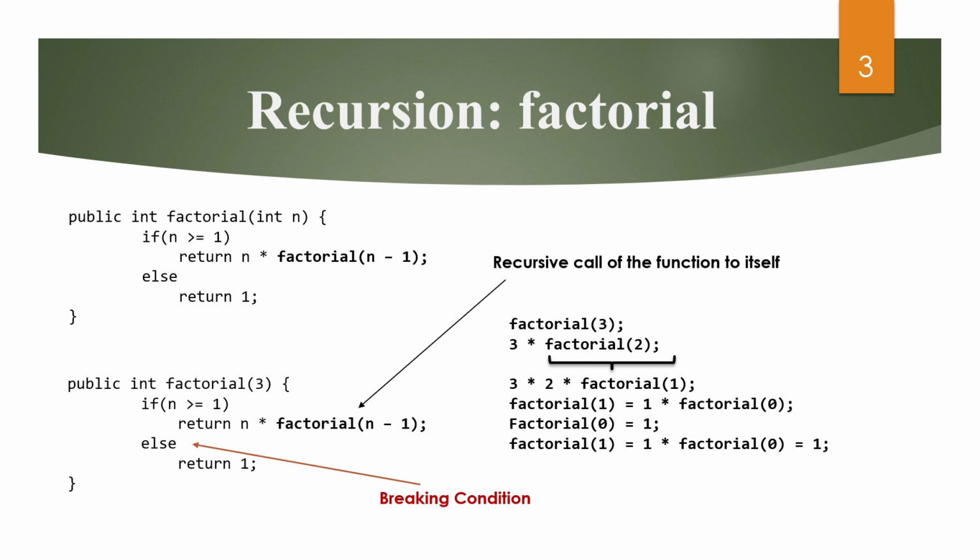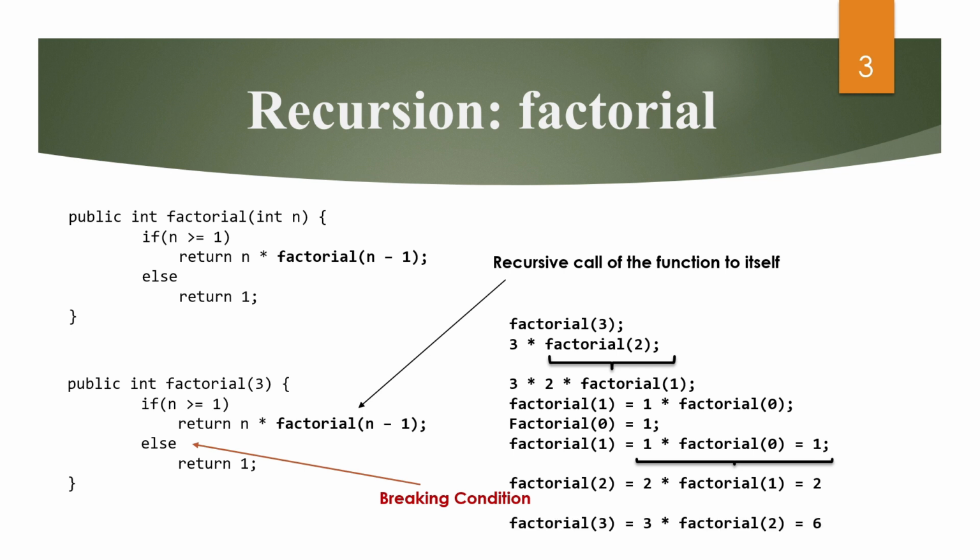Then factorial of 1 will be 1 times factorial of 0, and it is still 1. Then factorial of 2 will be 2 times factorial of 1, which we already know is 1. So 2 times 1 is 2. And factorial of 3 will be 3 times factorial of 2, which we can see is 2. So 3 times 2 will be 6. So this process is called unwinding.